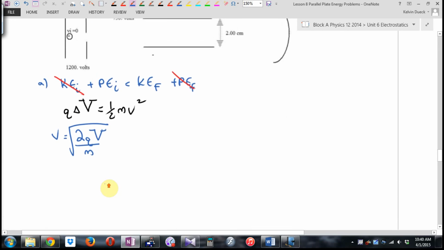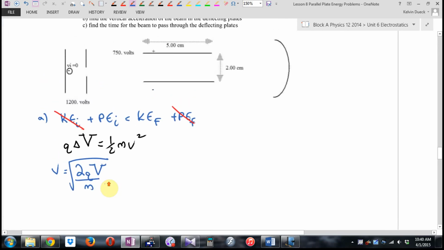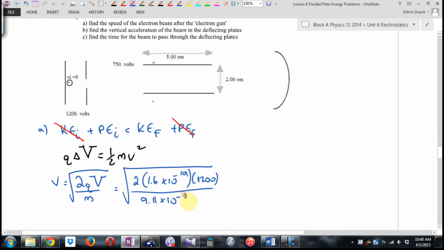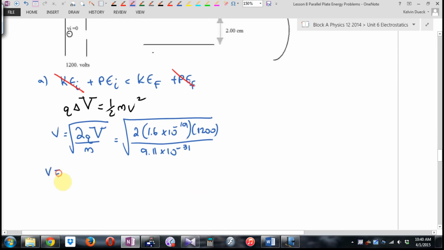Did I leave you lots of room? Okay, good, I did. Which is going to be the square root of 2q. It's an electron beam. 1.6 times 10 to the negative 19. V, 1200. M, oh, it's an electron. What was it? 9.11 times, was it negative 31? How fast are the electrons traveling?